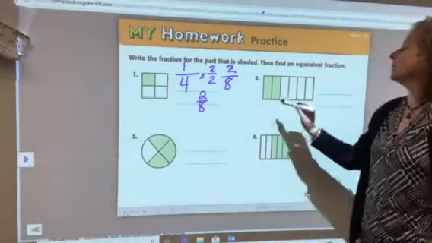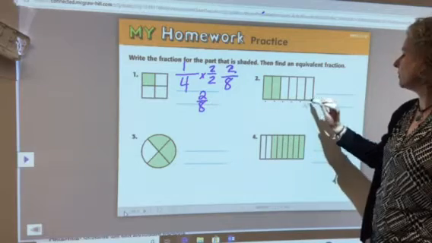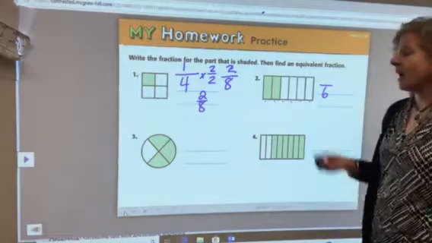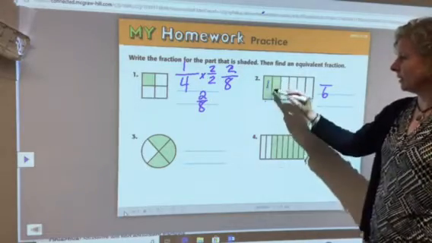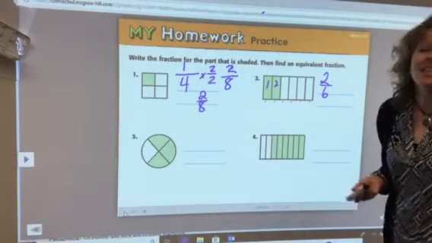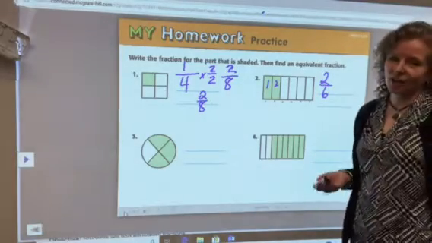I said start with the denominator. Let's count them all: 1, 2, 3, 4, 5, 6. So 6 is the denominator. How many are shaded? 1/6, 2/6. 2 of the 6 are shaded. Now we need to find an equivalent fraction.